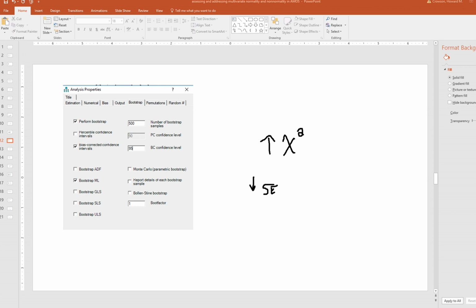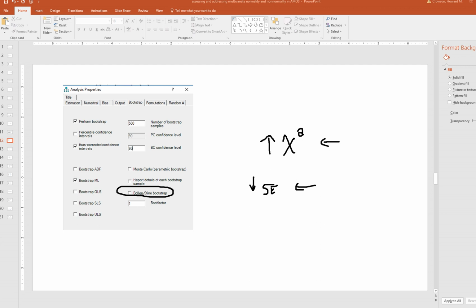You can see right here I've got the analysis properties box open, and I'm requesting bootstrap samples and bias corrected confidence intervals. I've also clicked on bootstrap ML. What this is going to do is generate bootstrap standard errors for your estimates, and then confidence intervals that are bias corrected. That will deal with this issue right here. Now, it doesn't really deal with the issue of the inflated chi-square values. So in this case, we can still use bootstrapping, but we can use the Bollen-Stine bootstrap right here. And I'm going to demonstrate both of these.